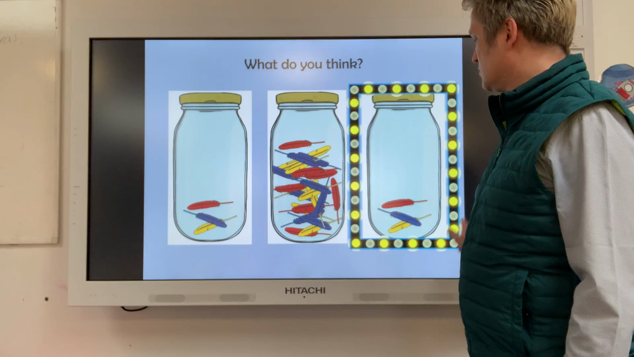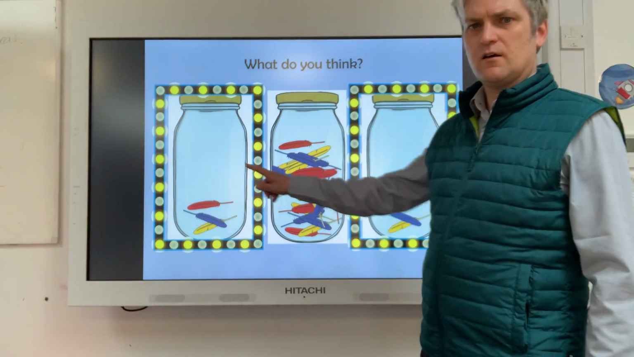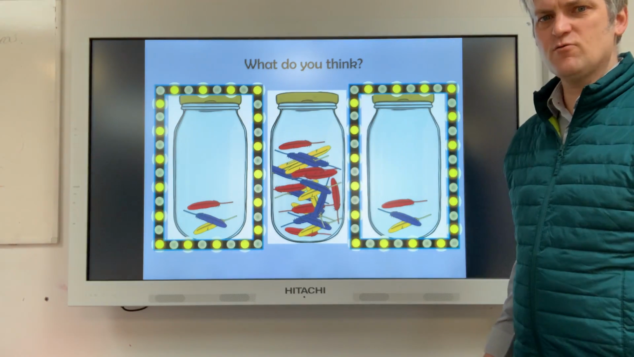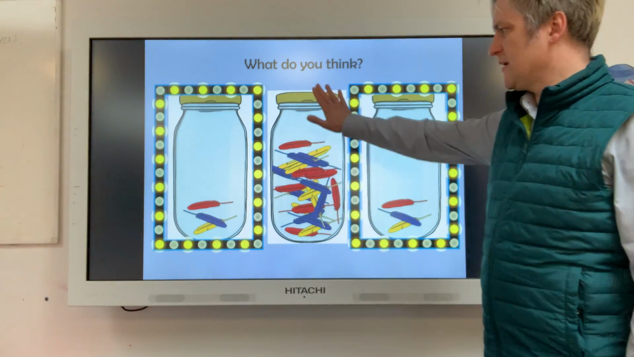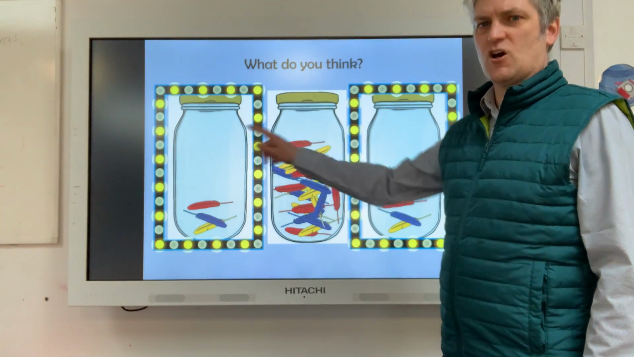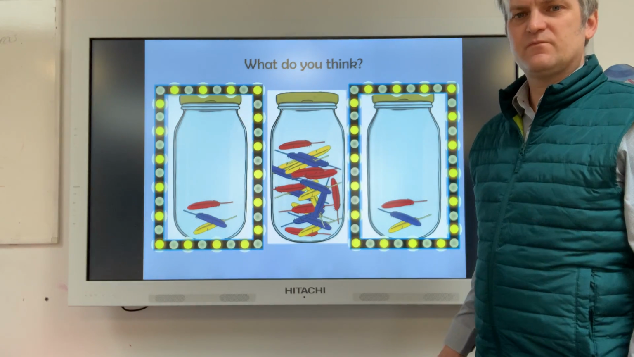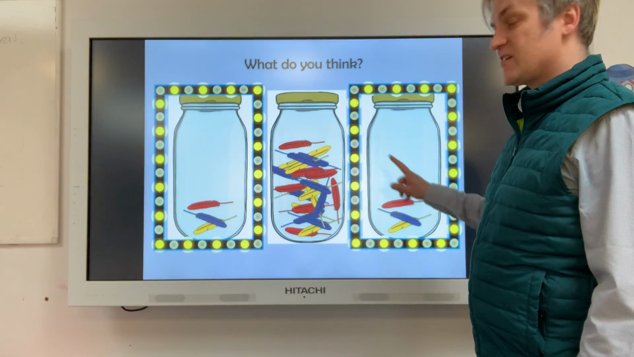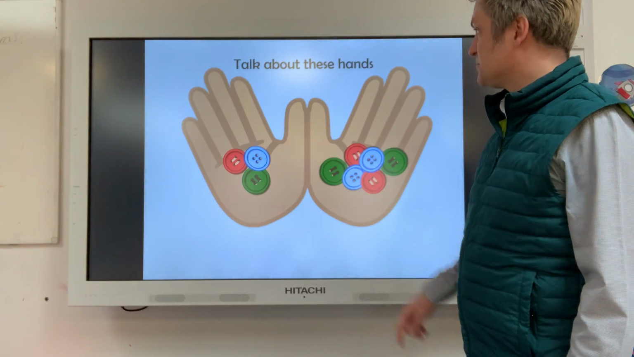What about now? About these 2 jars. What can you tell me about those 2 jars? Not the middle one, but the jars on the end. They are the same. Well done, they're the same as each other, aren't they?